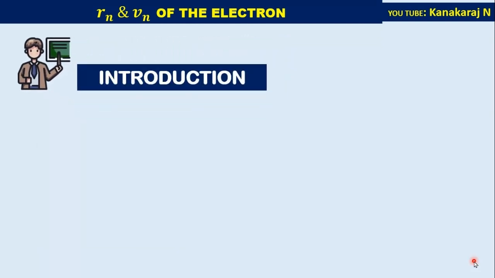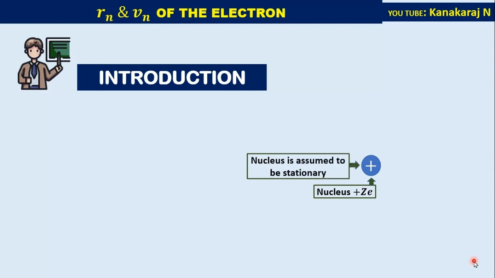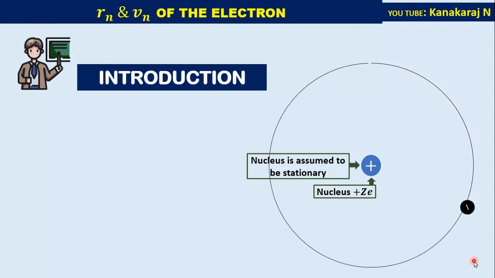Introduction. Here you have the nucleus with charge plus Ze. This nucleus is assumed to be stationary. An electron revolves around the nucleus in a circular orbit. It is the nth orbit. The radius of this nth orbit is Rn.